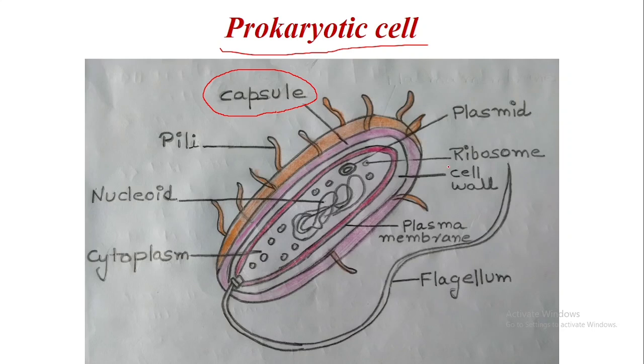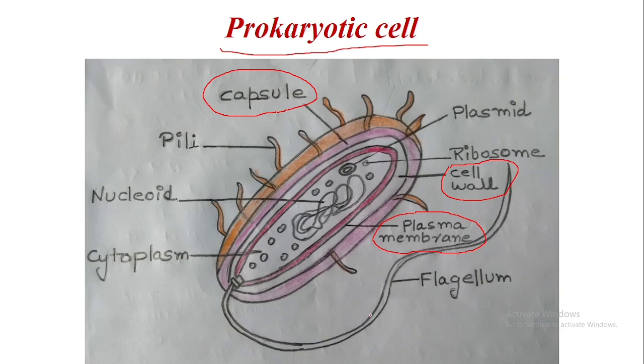The second layer is cell wall. It is made up of peptidoglycan. It helps in maintaining the shape of a bacteria and it also provides protection to the bacteria. The third layer is plasma membrane. It controls the flow of solute or material from inside to outside of the cell and from outside to inside of the cell.